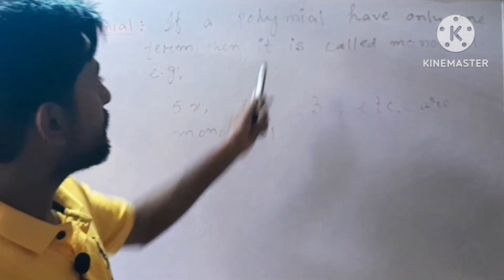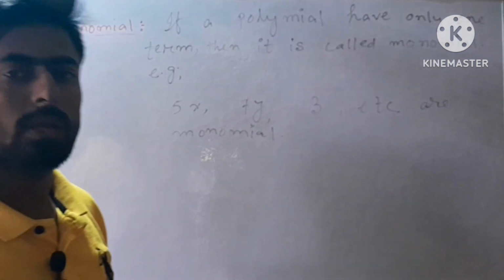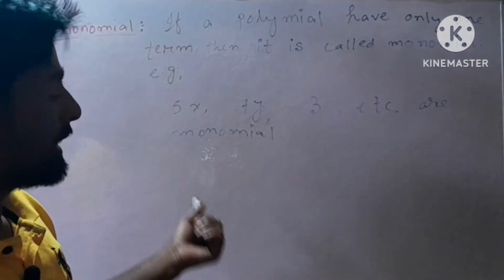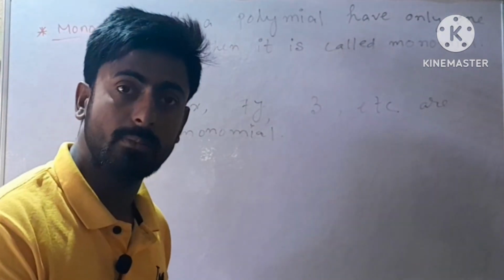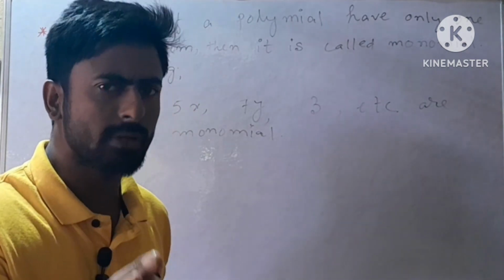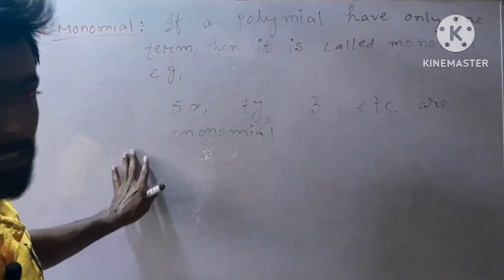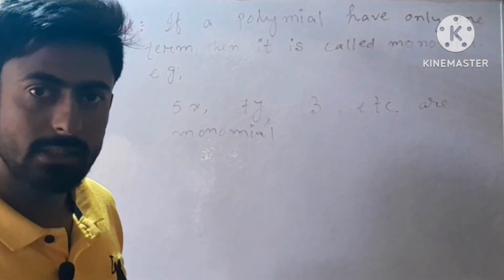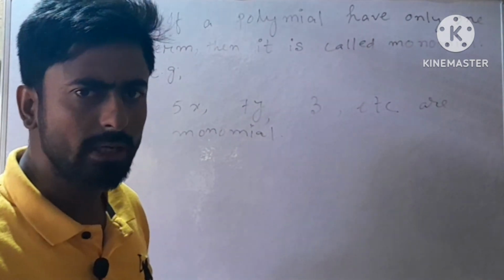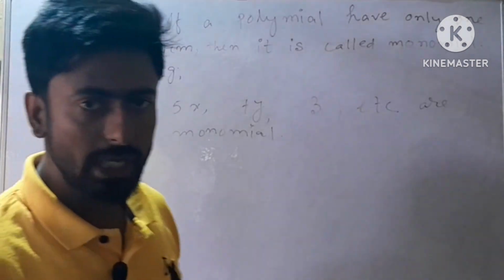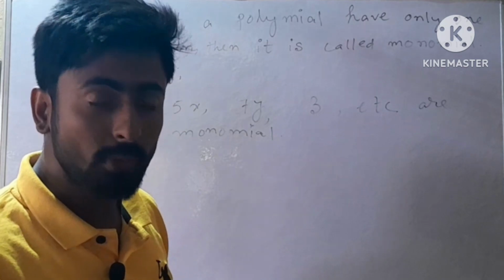If a polynomial has only one term, then it will be called a monomial. Remember, if there is only one term, then it will be a monomial. Here some examples are given. Say 5x, only one term, it is monomial. 7y, only one term, so it will be monomial. 3, a constant polynomial, and here only one term, so it will be monomial.